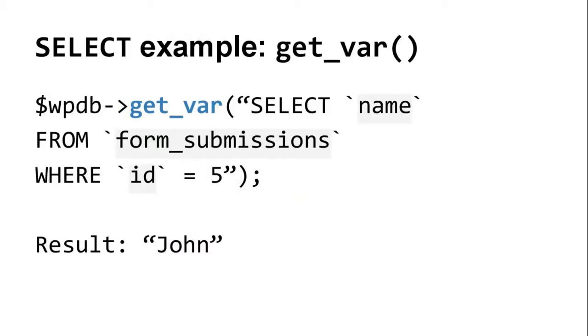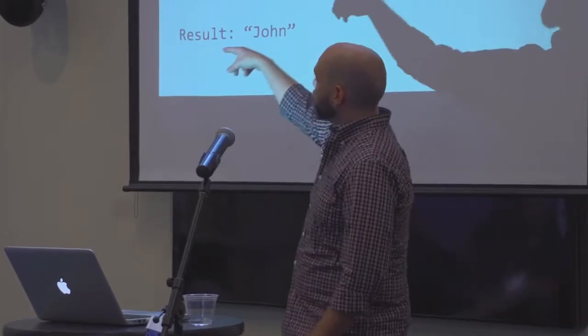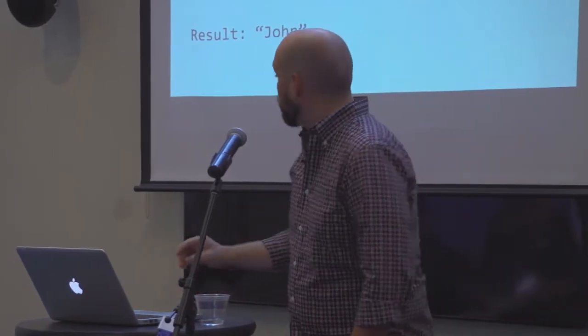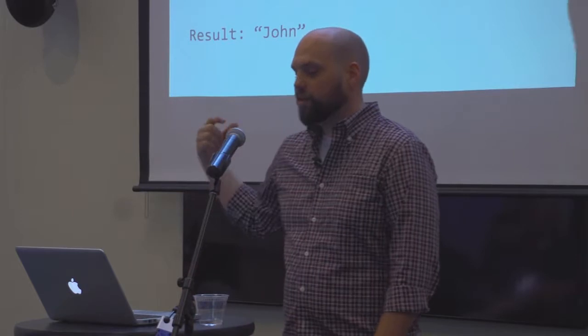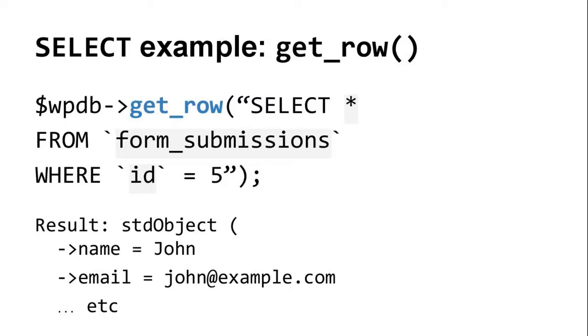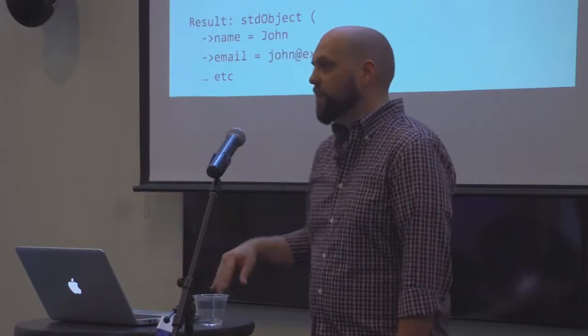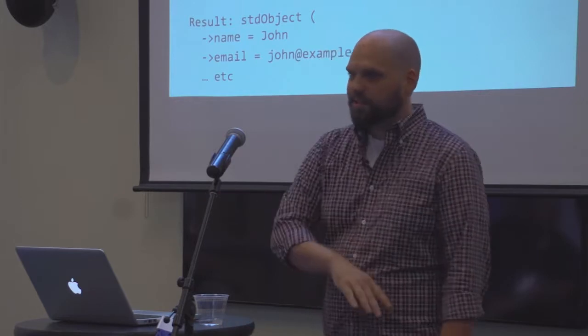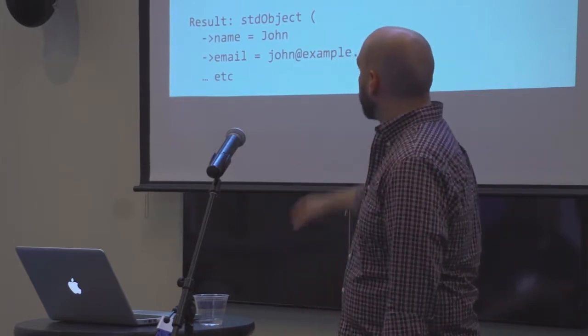Here's a simple example of get_var. I'm going to say, show me the name from form submissions where the ID is equal to 5, and I get John back. The result of this, what this returns back to an imaginary variable, or if I printed it out, is John. So let's just keep going through these. get_row, a single row from the database returned as a standard PHP object. So every single column will be represented by a property of this object, and it's not going to do anything fancy for me. If I had serialized data within the database, I'll have to unserialize it myself. But that's a very simple single row result.